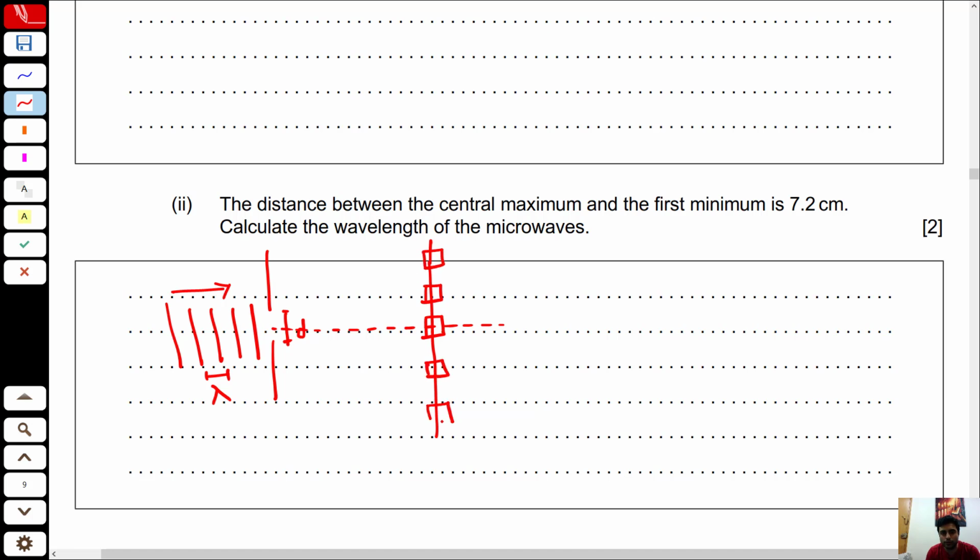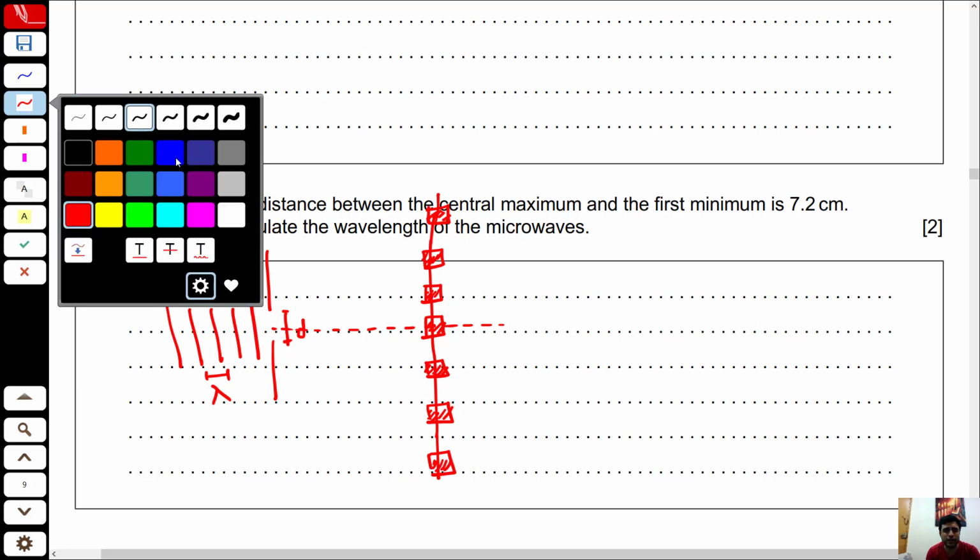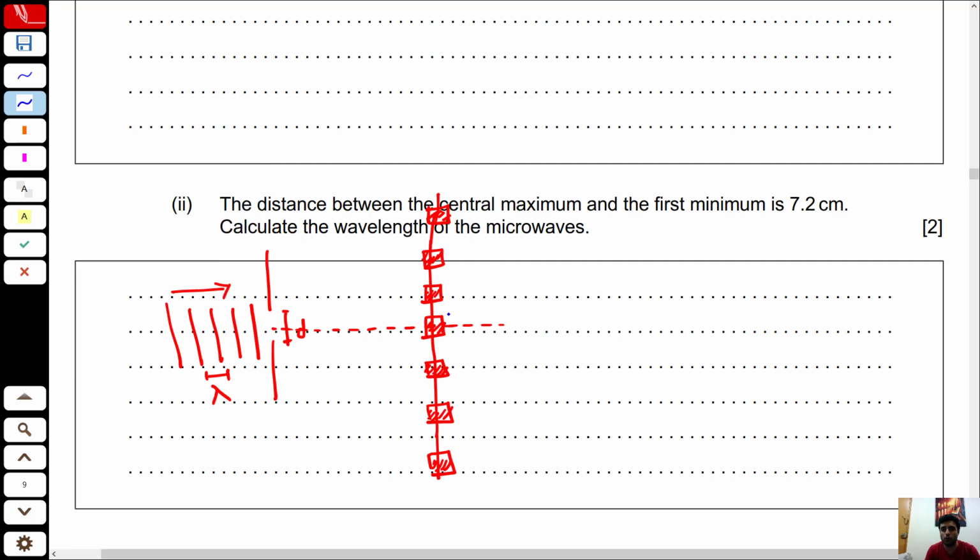The dark spots are where destructive interference occurs. So 1, 2, 3, so maybe one more here. The red ones are where constructive interference occurs. The two amplitudes add up together because there's no phase difference between the two waves. The crests of both waves coincide with each other, hence the amplitudes add up together. So between two maxima there is a minima. The blue ones are minima, where we have destructive interference.